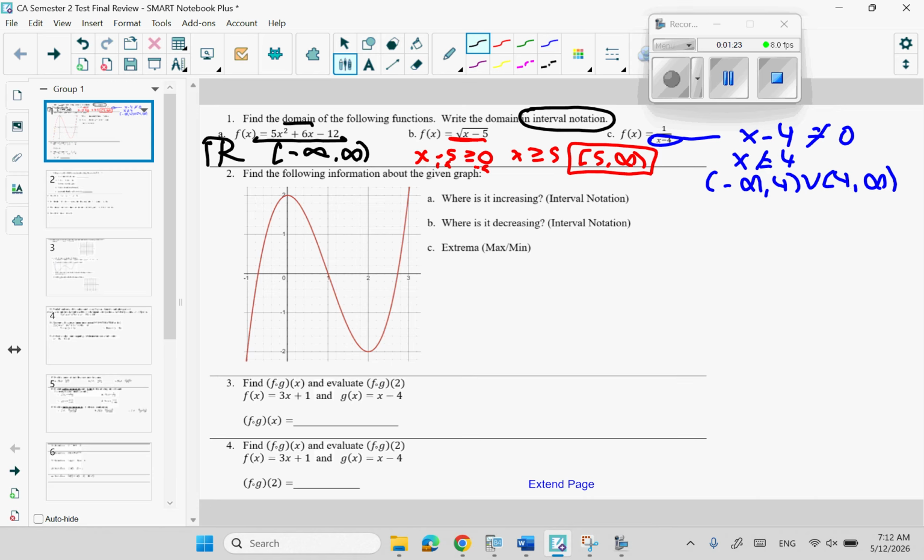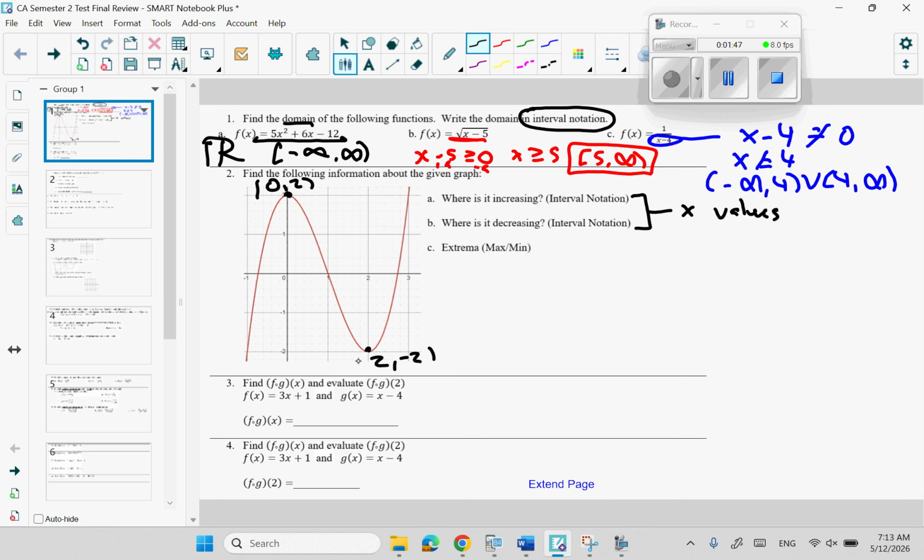Where is it increasing and decreasing? Remember, we take these in terms of the x coordinates. So first thing I would do is plot my minimums and maximums because those are turning points. It's when the graph changes direction. So here I would say my maximum is the coordinate (0, 2), and my minimum is the coordinate (2, negative 2).